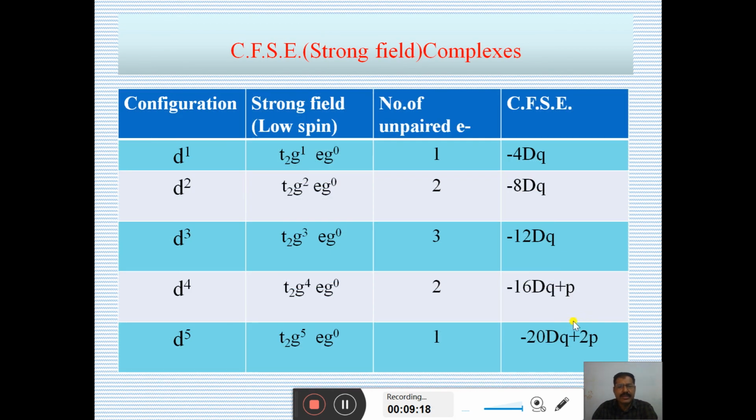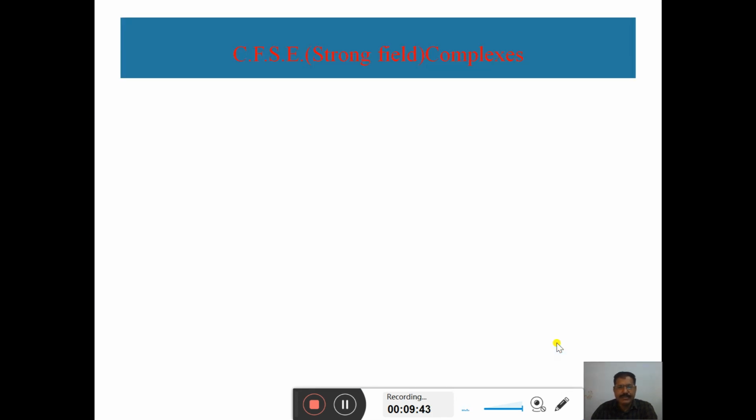And now strong field complexes d1 to d5, similarly we calculate the CFSE. d1 gets the CFSE value minus 4 Dq, d2 configuration minus 8 Dq, d3 configuration minus 12 Dq, d4 configuration minus 16 Dq plus p, d5 configuration minus 20 Dq plus 2p is the CFSE value.